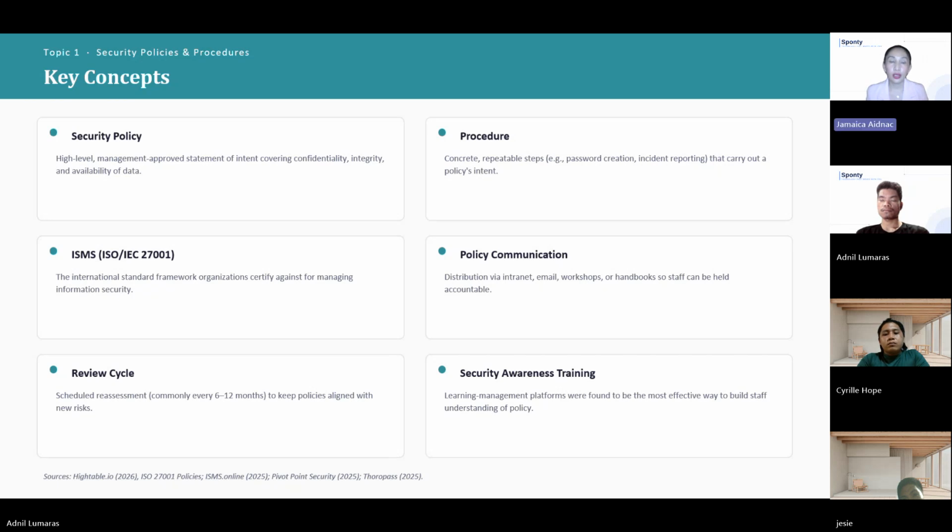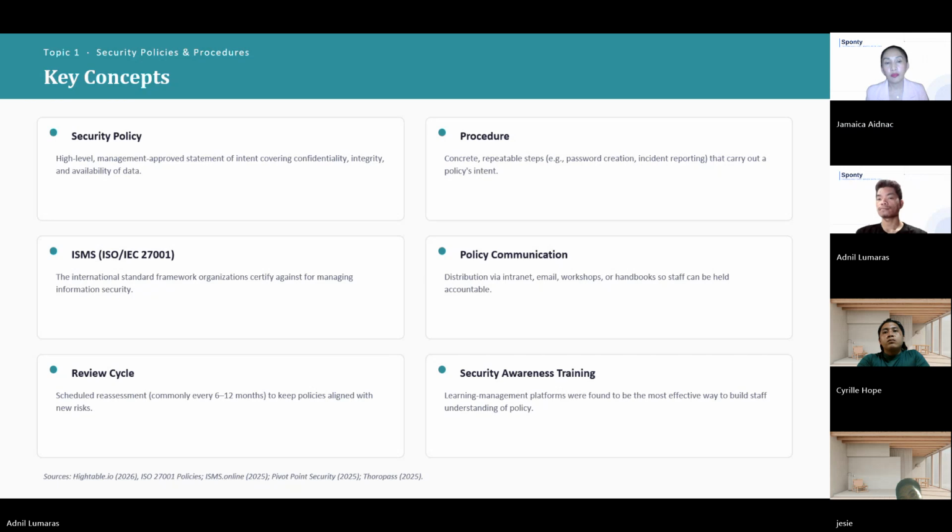A second common pitfall is treating policy writing as a one time project rather than an ongoing program. Threats change, technology changes, and regulations change. A policy written 3 years ago and never revisited is likely to be misaligned with how the organization actually operates today. This is why a fixed review cycle isn't just a formality. It's the mechanism that keeps the whole system credible.